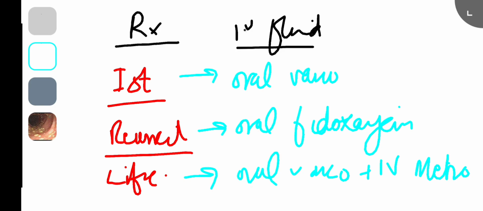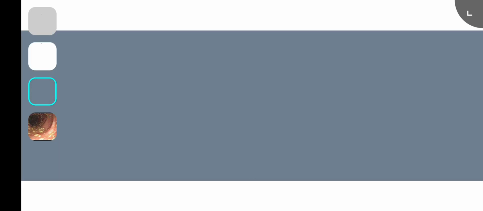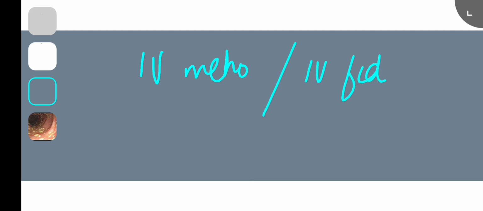Now, importantly, let's discuss what to do if somebody is not able to tolerate oral treatment. Some of our patients can't take oral, either because they have a swallowing problem, so what do we need to do in those cases? Normally, if it's mild or moderate and they can't take oral because of swallowing issues, you need to go for IV metronidazole or IV fidaxomicin. So in cases where you can't give oral, for patients who have swallowing issues, you can go for IV metronidazole and IV fidaxomicin.